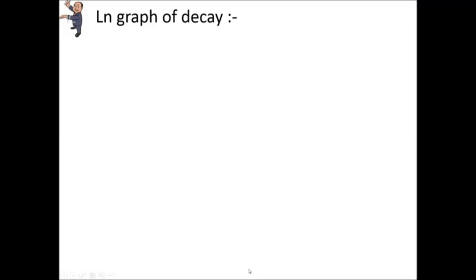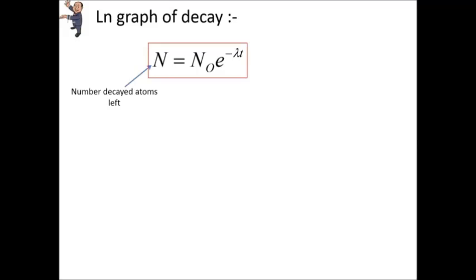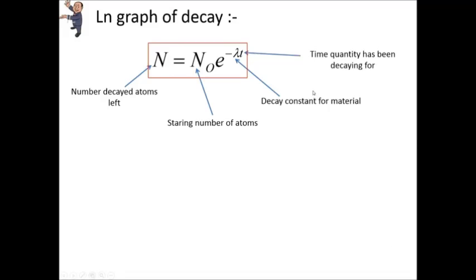Now, rather than drawing the graph you've just seen, it would be better to draw a natural log graph of the decay, to try and get a straight line. So again, using our standard exponential decay formula, the number of atoms left is equal to the original, or the starting number of atoms, multiplied by e to the minus lambda, the decay constant, and t, the time the quantity has been decaying for, or the elapsed time. So let's just take some logs of both sides. So ln N is equal to minus lambda t plus ln N0.